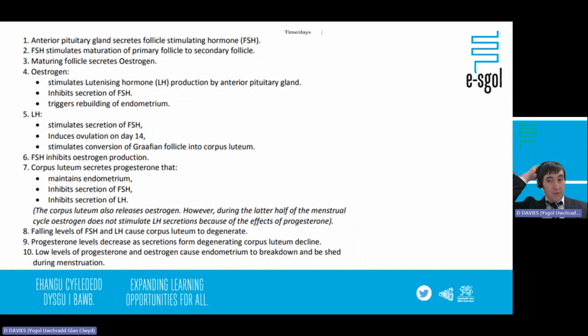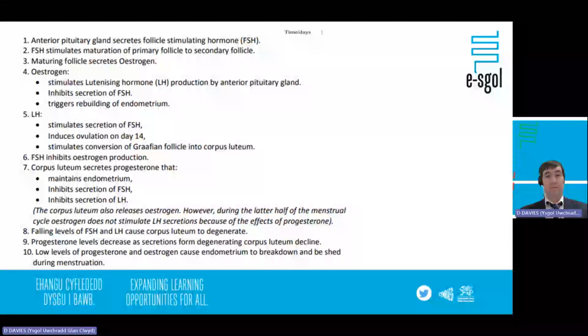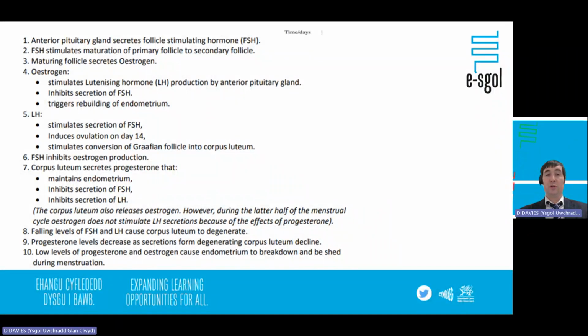The anterior pituitary gland secretes follicle stimulating hormone. That's what FSH stands for. Sorry, everyone. So the anterior pituitary gland in the brain produces FSH. That stimulates the maturation of a primary follicle to a secondary follicle. A maturing follicle then secretes estrogen. Estrogen stimulates LH, it inhibits FSH, and triggers the rebuilding of the endometrium. So you can see we've got a relationship between all of these hormones. They all have an impact on each other.